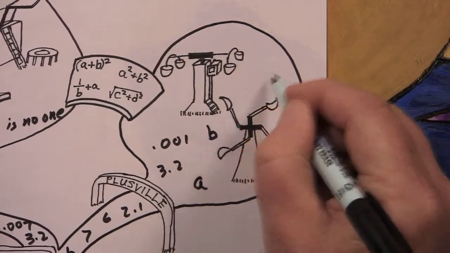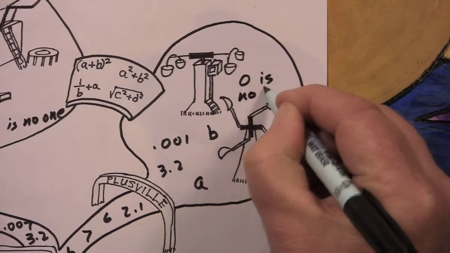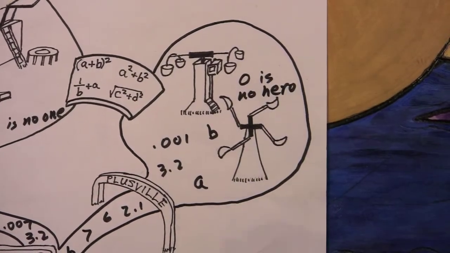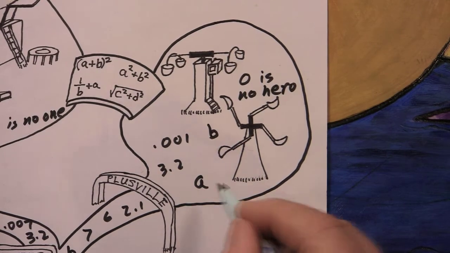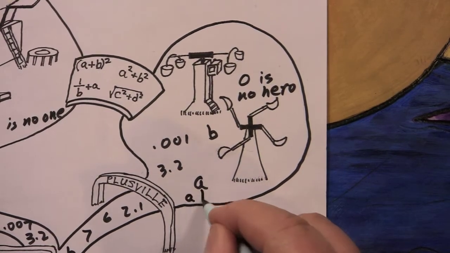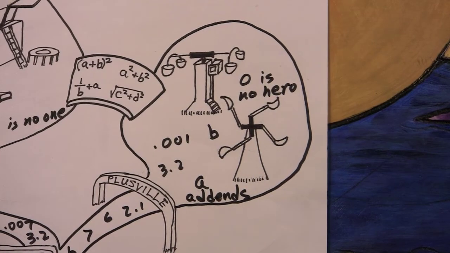But that's all. And notice, of course, that 0 is no hero here. 0 adds to things, doesn't matter. 0 subtracts from things, doesn't matter. 0 is nothing in this land. Also, in this land, we call things add-ins. Remember, over in Timesville, we called things factors.